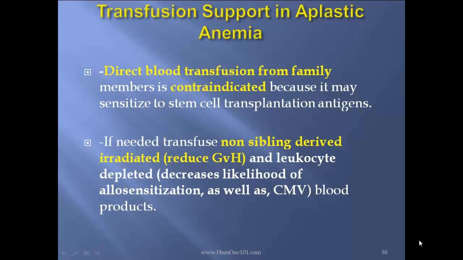Transfusion support in aplastic anemia. Very important. Direct blood transfusion from family members is contraindicated because it may sensitize to the stem cell transplantation antigens. If needed, transfuse non-sibling derived blood products, irradiated to reduce graft-versus-host disease and leukocyte depleted to decrease likelihood of alloimmunization as well as CMV.